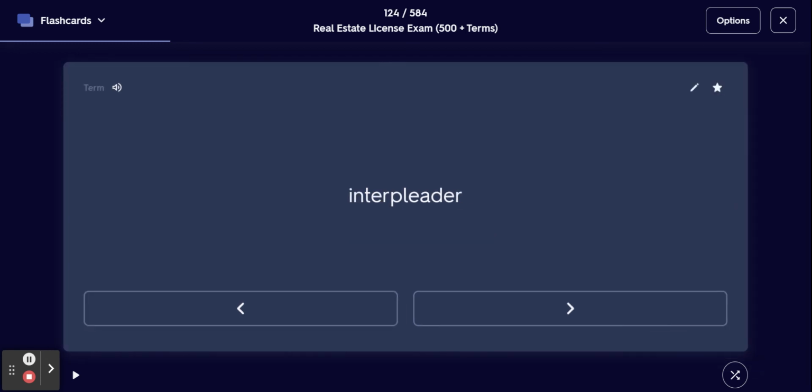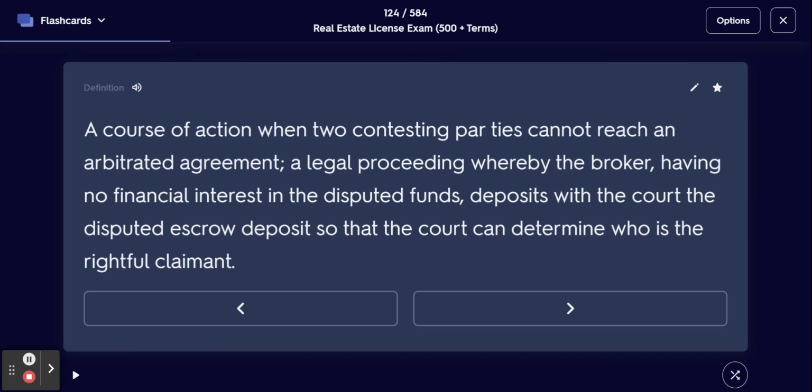Interpleader. A course of action when two contesting parties cannot reach an arbitrated agreement, a legal proceeding whereby the broker, having no financial interest in the disputed funds, deposits with the court the disputed escrow deposit so that the court can determine who is the rightful claimant.